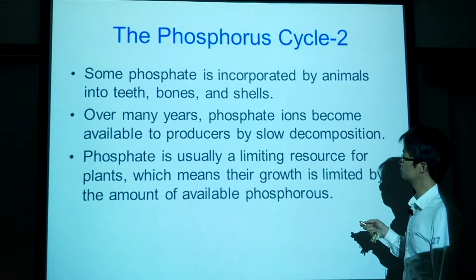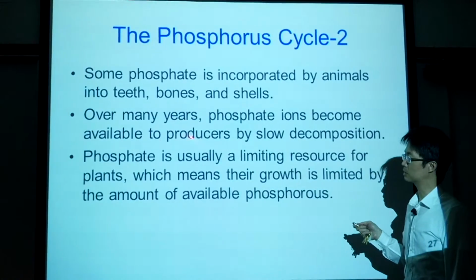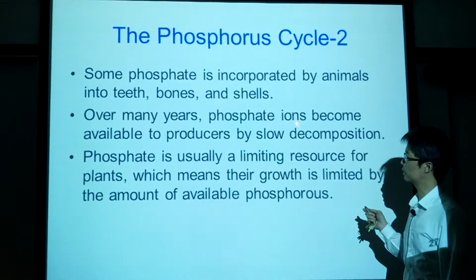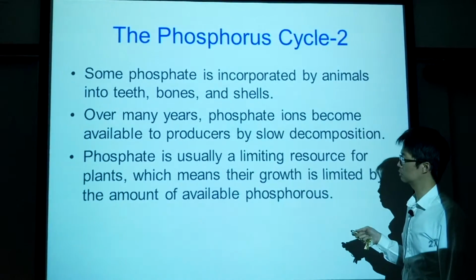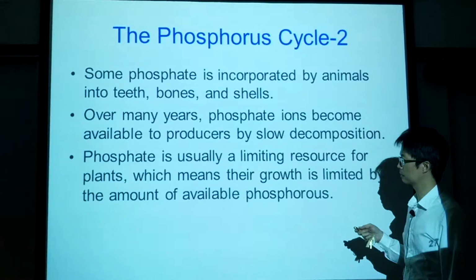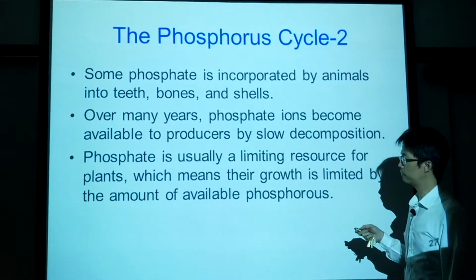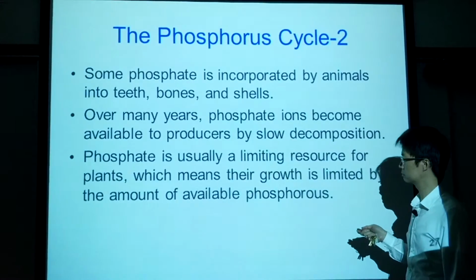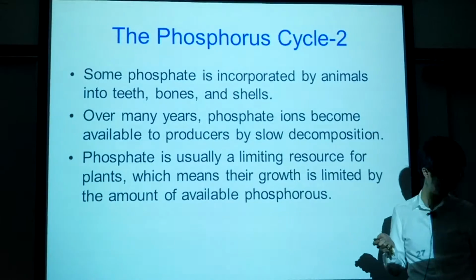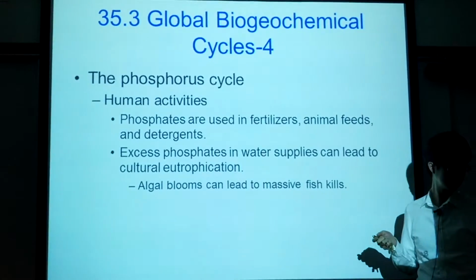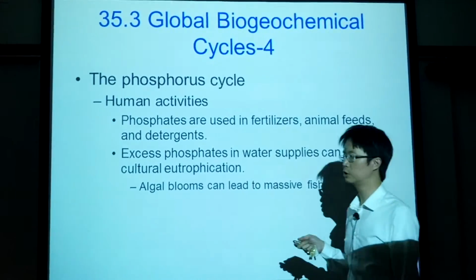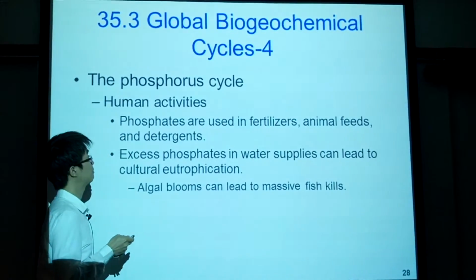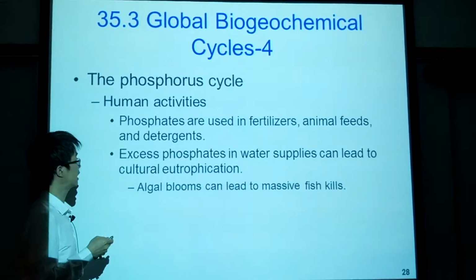And then after the producer decomposes, the producer can release phosphate back to nature. Therefore, phosphate is a limiting factor, a limiting resource for the plant to grow. And human activity contributes to all kinds of biochemical cycles, including the phosphorus cycle.